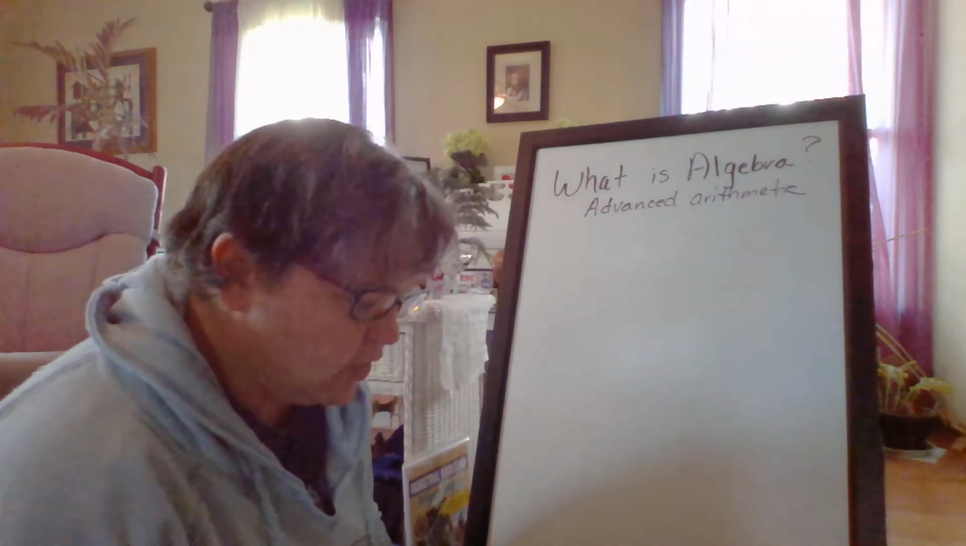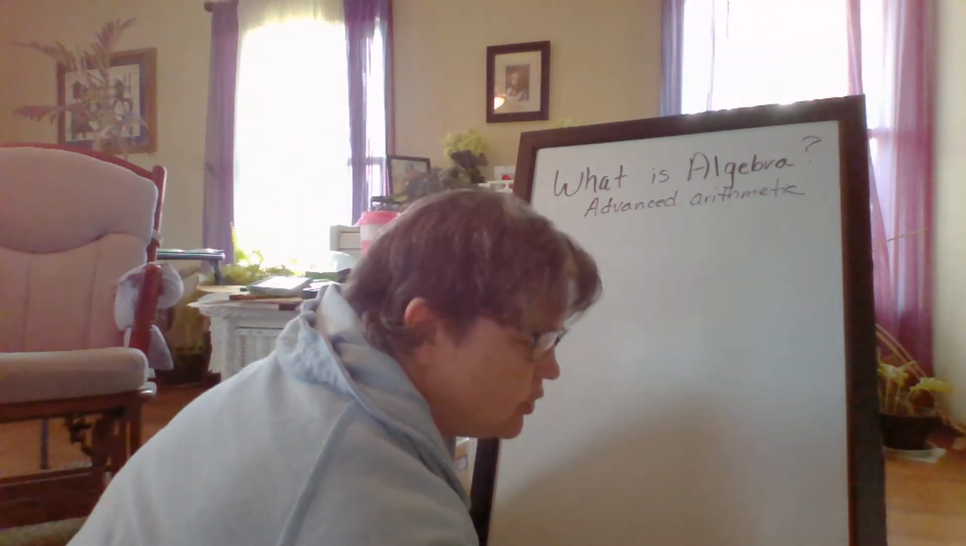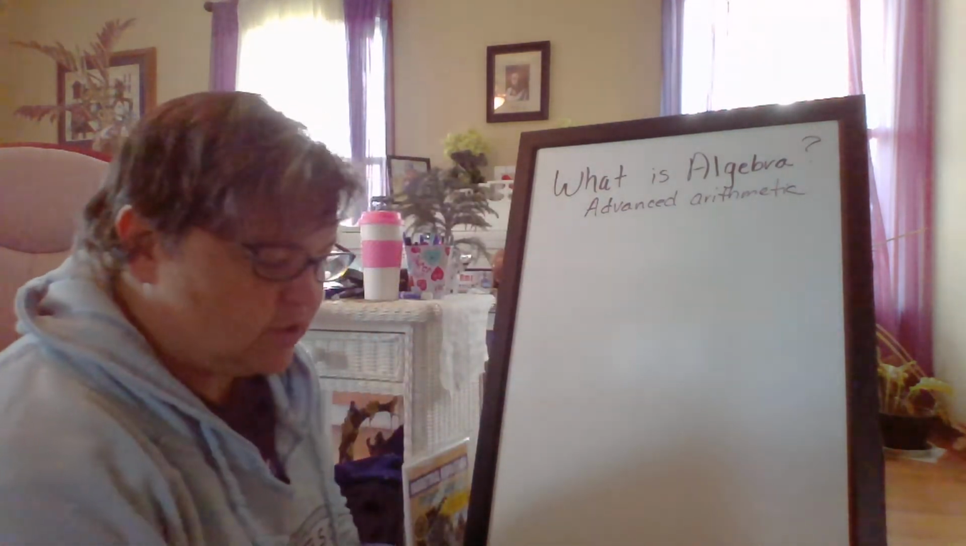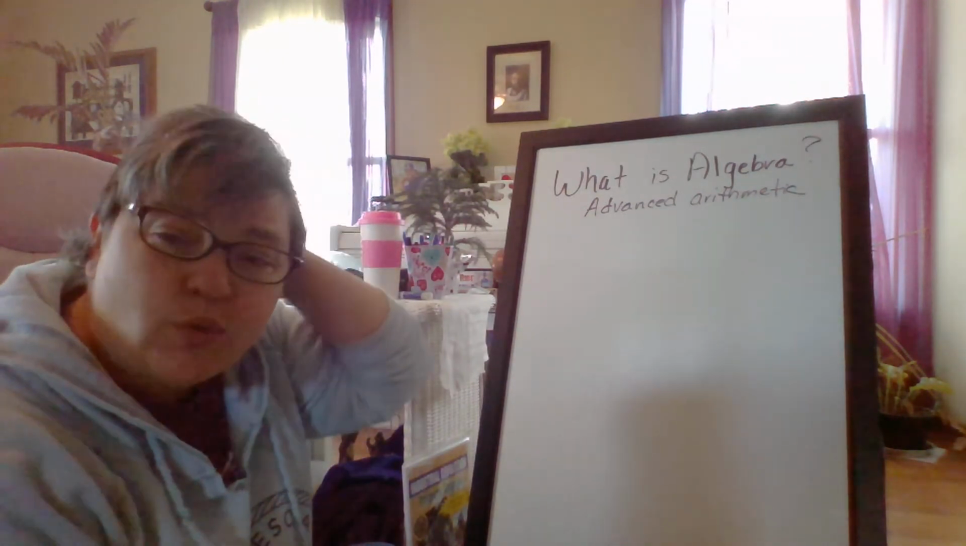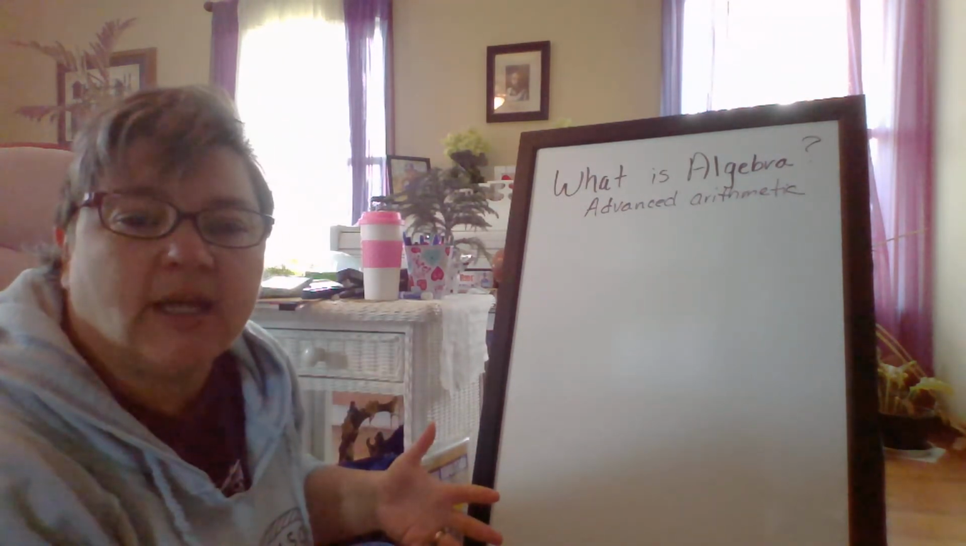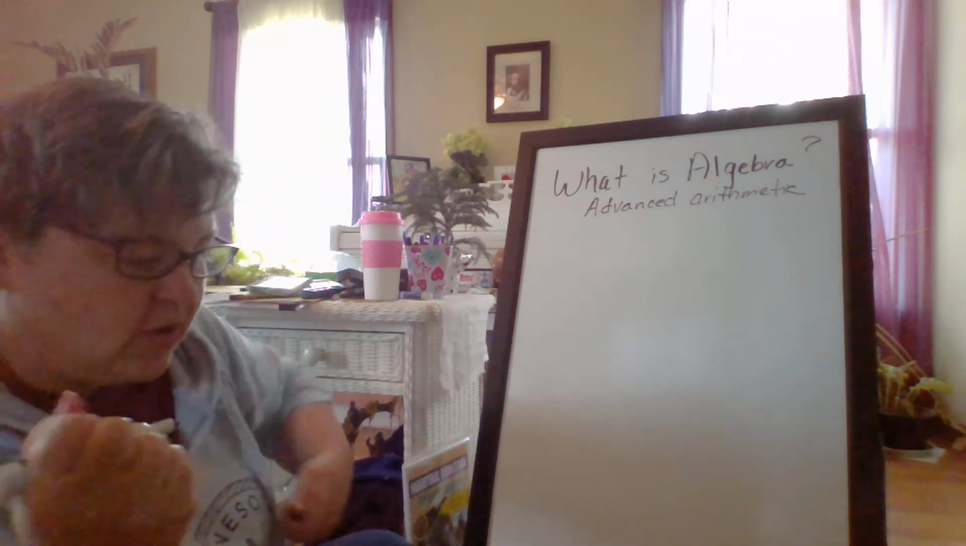All right, we're going to move on to properties or rules in math that you need to understand. The first one is called commutative.